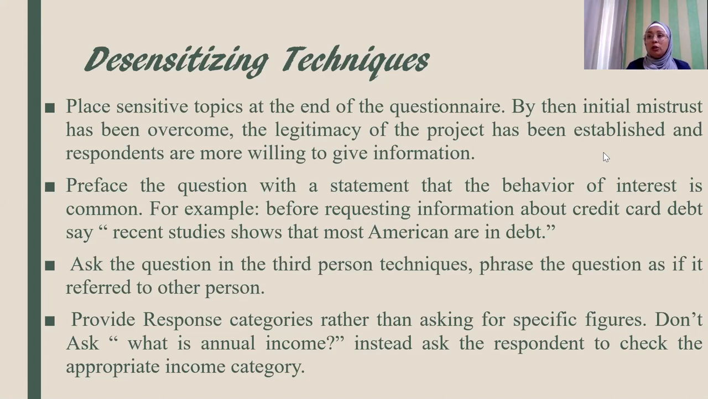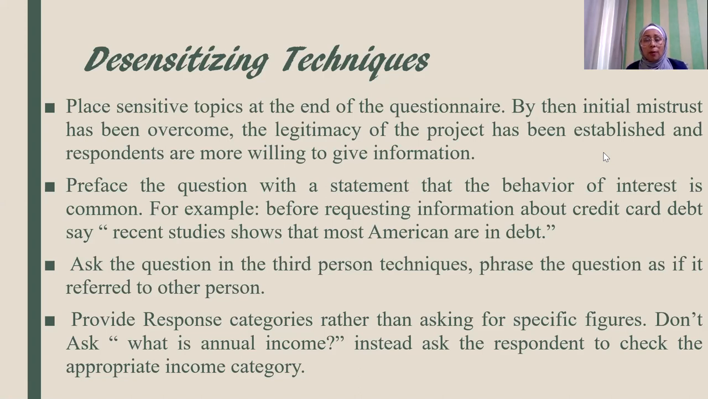Another way to get sensitive information is to ask it using the third person technique. I think we talked about the third person technique before. It is as if I'm asking the respondent to give me an answer as if he's talking about someone else. This is a little bit of a psychological technique. Sometimes when you ask the respondent directly in his face, tell me about 1, 2, 3, 4, maybe he will feel shy, maybe a little bit ashamed. But if you ask him as if you are asking about his friend, a third person, for example, if your friend faced such a situation, what would he do?